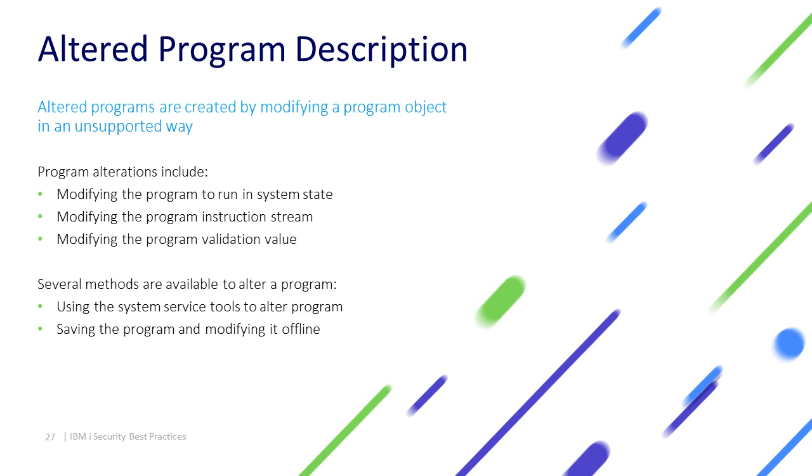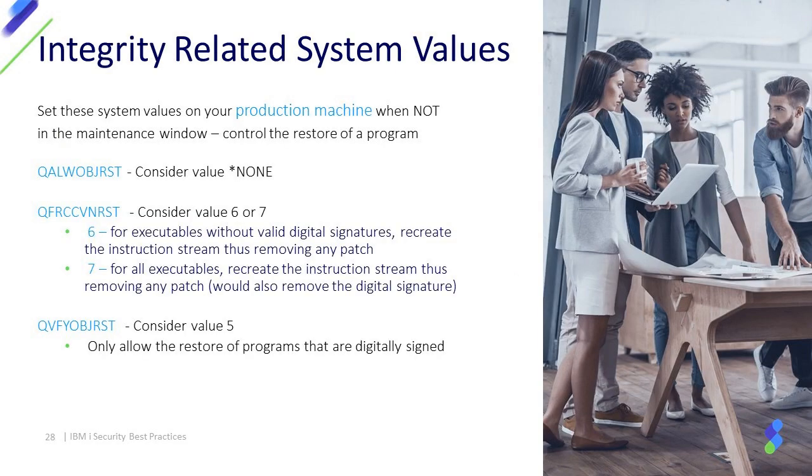You can change a program to run in system state, which is the equivalent of running as an operating system program. All right, so you have 3 system values that are used to control the restore time of programs. We're going to talk real briefly about the first and the last one.